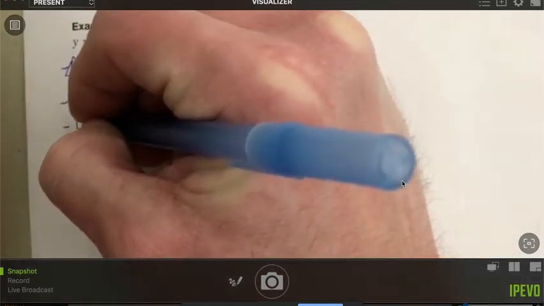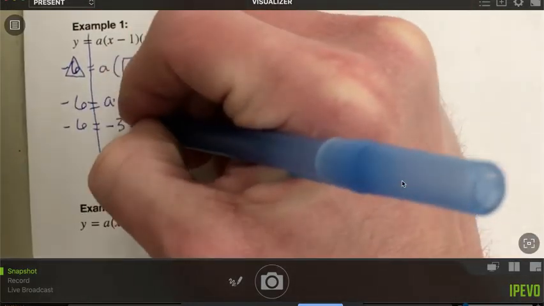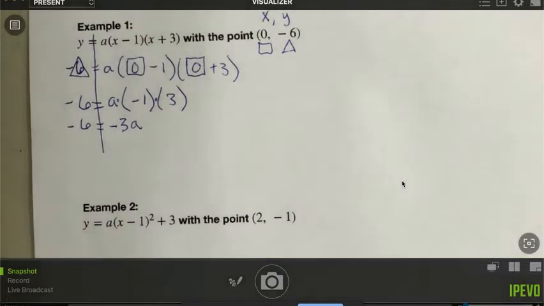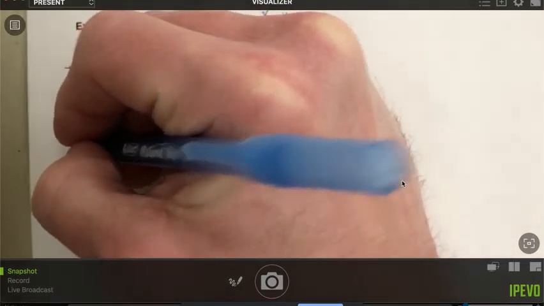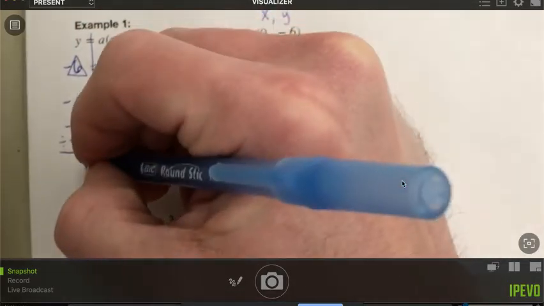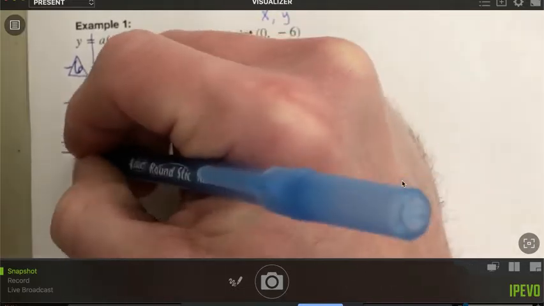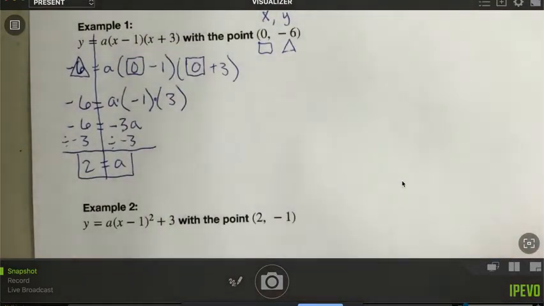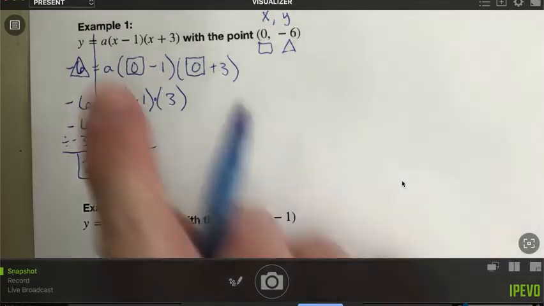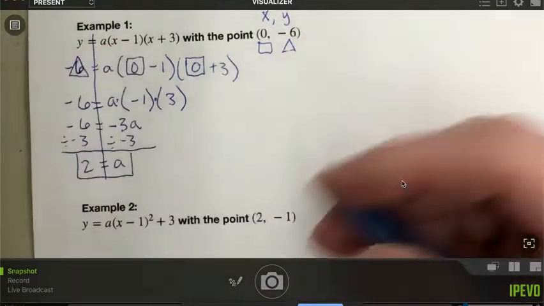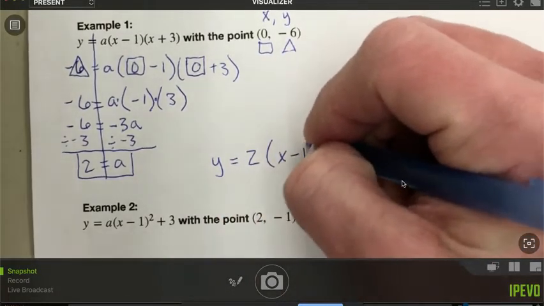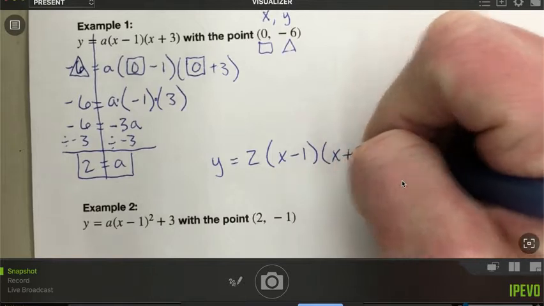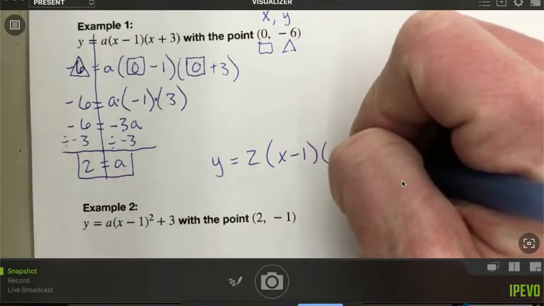And in other words, we now have -6 equals -3a. And from here, my last step is to divide by -3. -6 divided by -3 will be +2. So that must be my A value. So if I go back to my original equation, A is what I was trying to look for. So then my final equation with A solved for must be this.